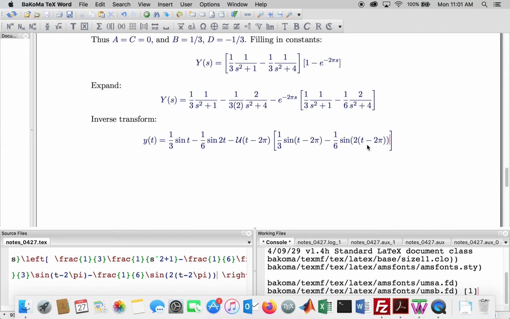So actually, there is a slight mistake I just realized in the notes. I have parentheses here, 2t minus 2 pi. It happens to be equivalent just because of the periodicity of sine, but that is a mistake that I ought to fix. So if I multiply this through, the idea is t gets replaced by t minus 2 pi. So I really have 2t minus 4 pi.